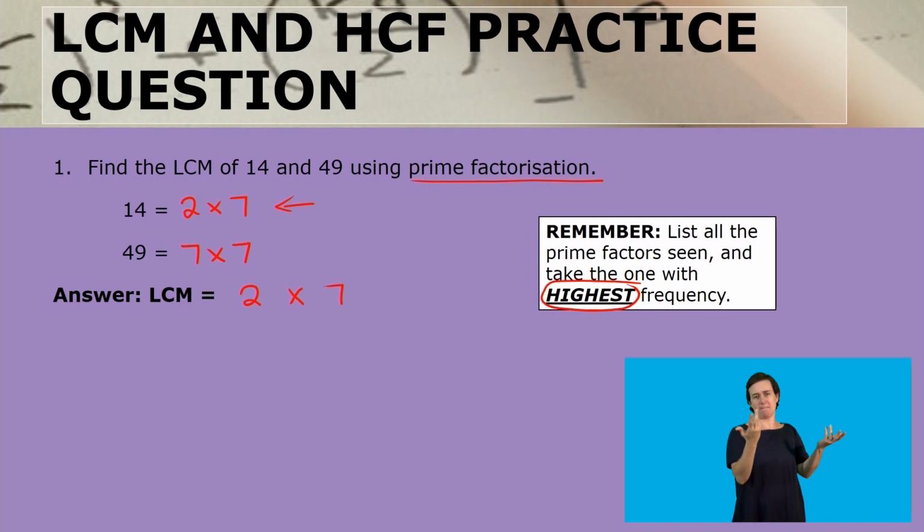And when we look at the 7, up there it appears once, but here it appears twice, which means I am going to again multiply by 7, because 2 times is the highest frequency for that 7. And when I multiply these numbers, 2 multiplied by 7 multiplied by 7, our answer is going to be 98, which means that the lowest common multiple for 14 and 49 is 98.